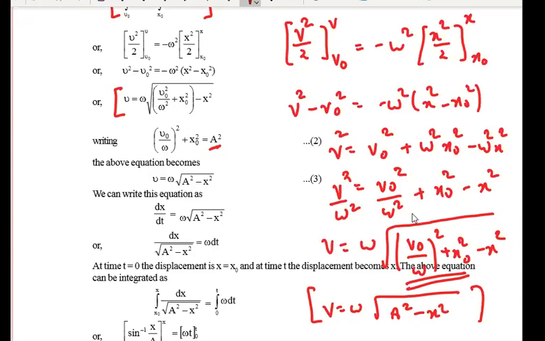What is V? V is the velocity of any object which is doing SHM, with respect to X. Anyone have any doubt in this? Sneha, you understood, right? I derived it also. Even though it was derived, I wrote it step by step. So I hope all of you understood this, yes or no?